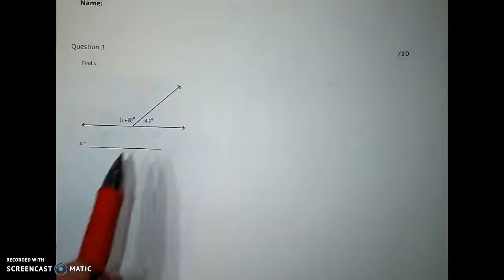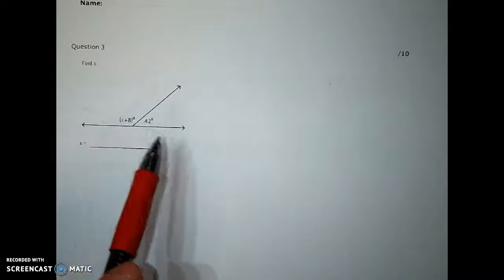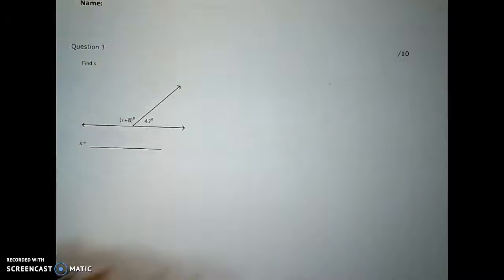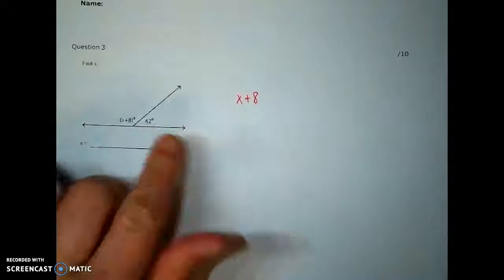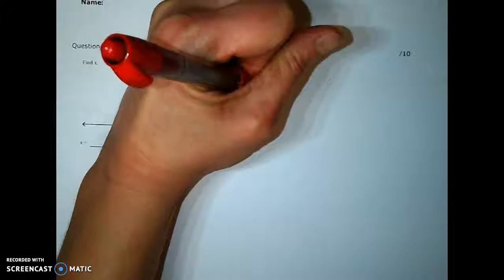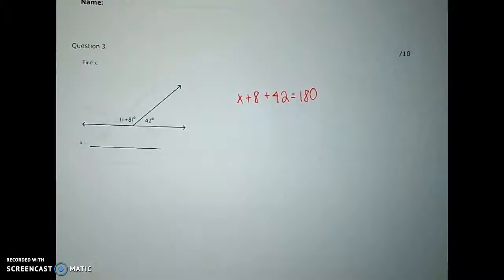Now our next example is kind of similar to the last one, but now we're looking at two supplementary angles. And I know they're supplementary because together they make a straight line. So when things are supplementary, we know that we can add them and set them equal to 180. So I'm going to take x plus 8, my first angle, and add it to 42. And together those are going to equal 180.